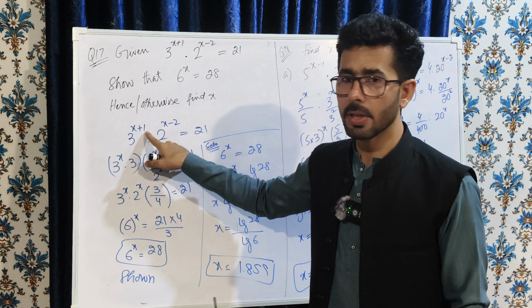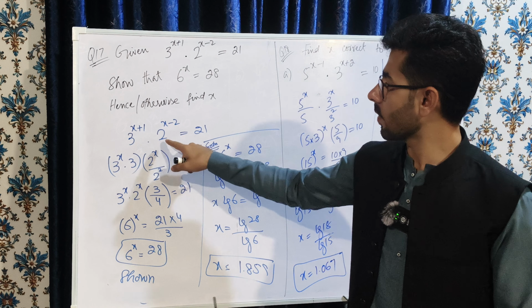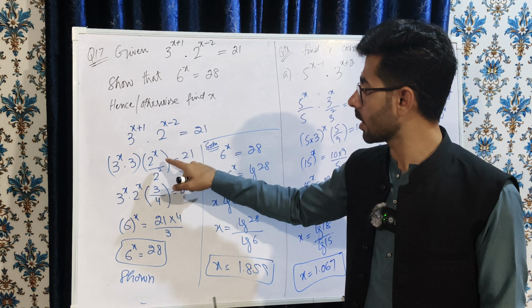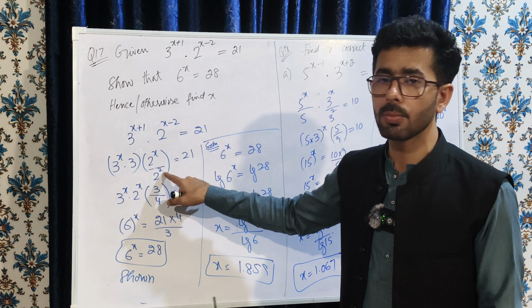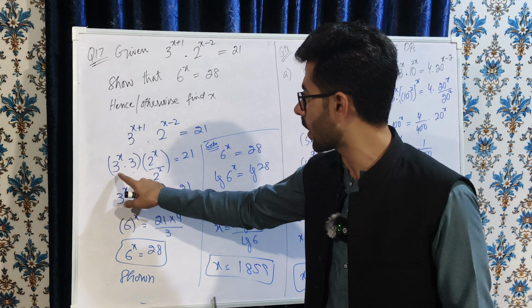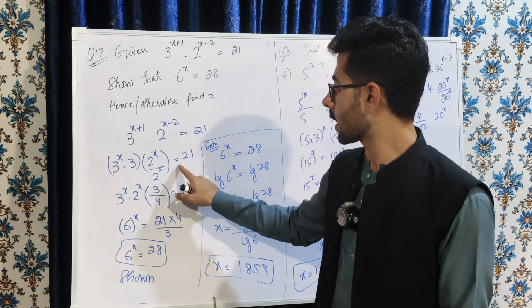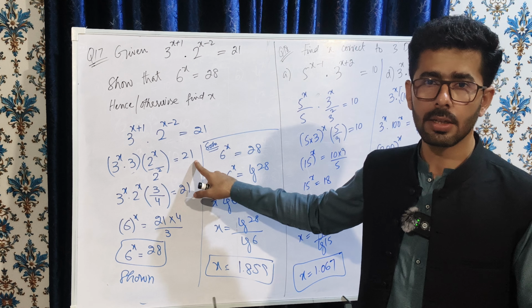I know 3 power x plus 1 can be written as 3 power x times 3. In a similar way, 2 power x minus 2 can be written as 2 power x divided by 2 power 2, because we know when bases are the same, in multiplication power should be added and in division power should be subtracted. On the right hand side we have 21 as it was given.